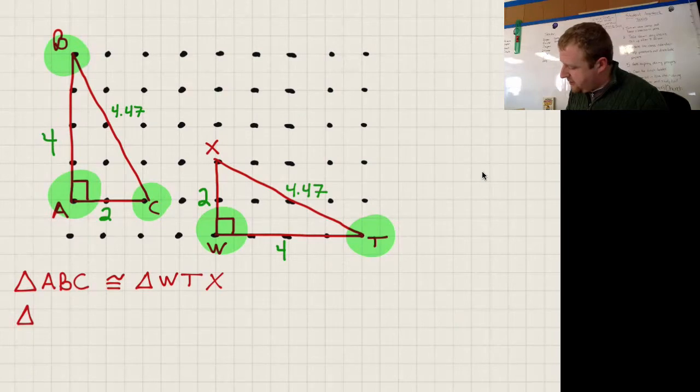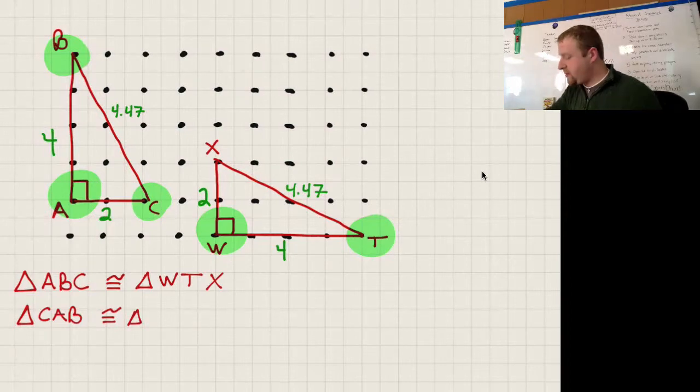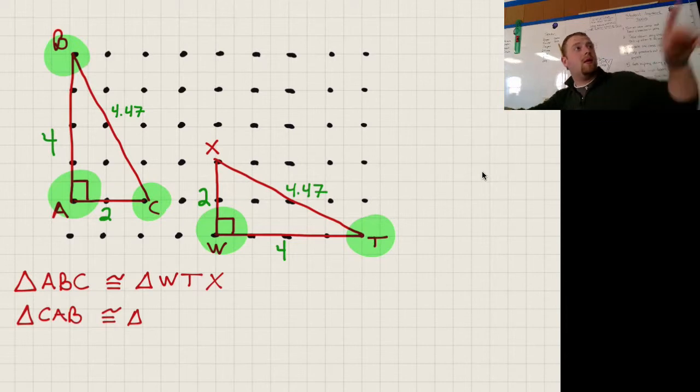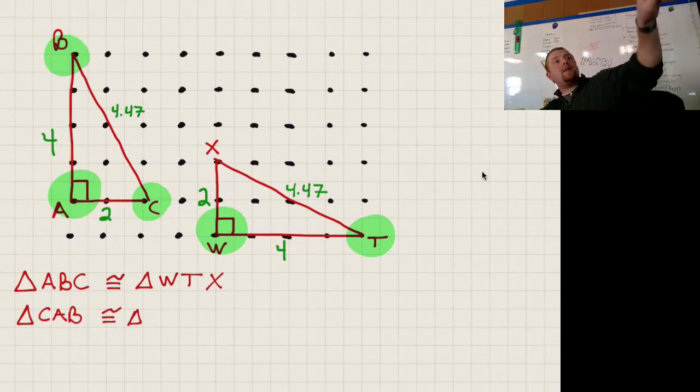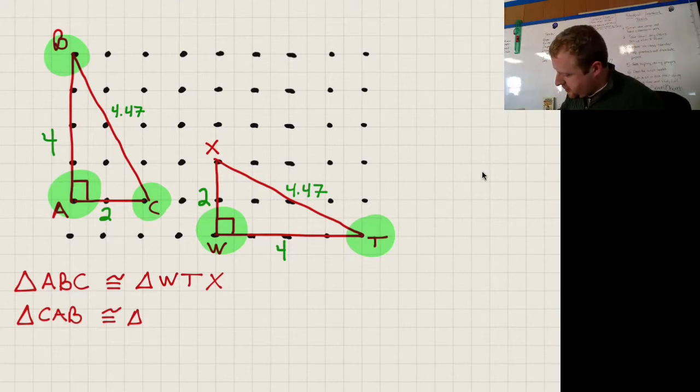What if I had named it CAB? CAB is congruent to triangle what? What do we got? CAB would be congruent to triangle, Jacob? CABXT. Very close, Jacob. We go X. Yeah, XWT. Good job, man. XWT.